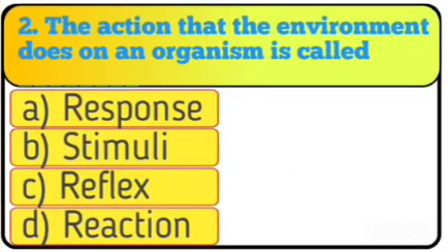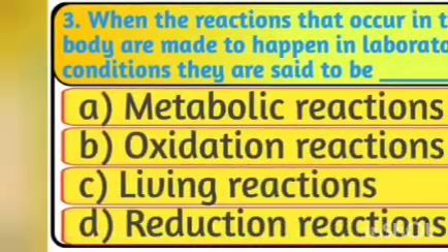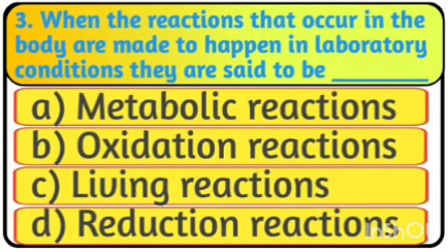The action that the environment does on an organism is called: A. Response, B. Stimuli, C. Reflex, D. Reaction. Correct answer is option B. Stimuli.